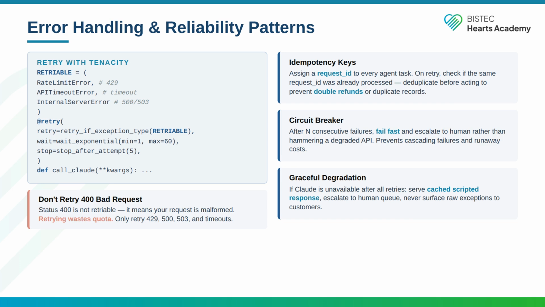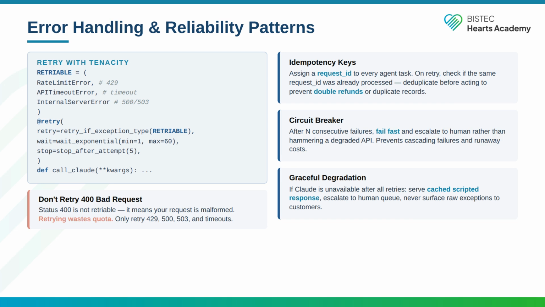The circuit breaker pattern kicks in after a configurable number of consecutive failures. Instead of continuing to retry an API that appears to be degraded, the circuit breaker opens and routes all traffic to the human escalation path. This prevents runaway costs and gives the on-call team time to respond.